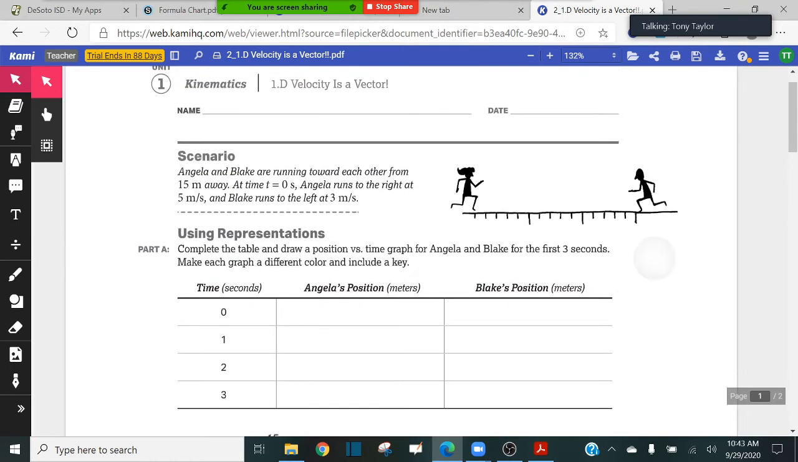Now, for this scenario, guys, we have two people running towards each other. So, in other words, they are running in opposite directions. So, the question is, how would that look like on a position versus time graph? So, let's go ahead and read through this. So, Angela and Blake are running toward each other from 15 meters away. At time t equals 0, Angela runs to the right at 5 meters per second, and Blake runs to the left at 3 meters per second.